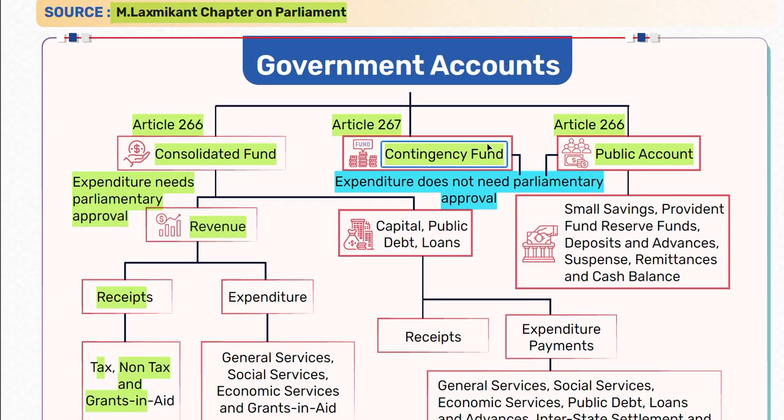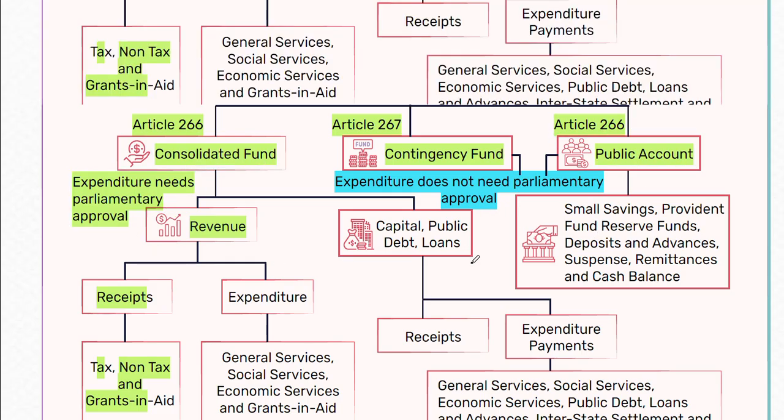Now here are the government accounts. You have the Consolidated Fund, then the Contingency Fund, and then the Public Account. Contingency Fund expenditure does not need parliamentary approval. Consolidated Fund expenditure needs parliamentary approval, and the Public Account covers small savings and things like these.